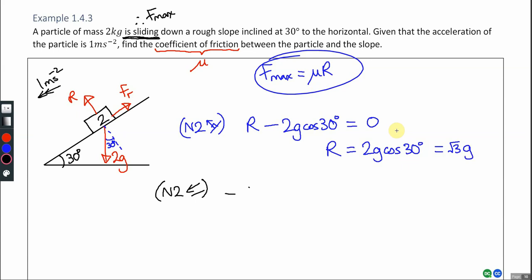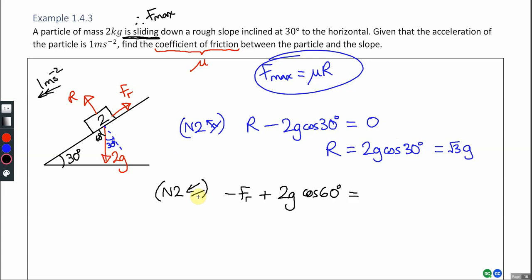I've got minus friction. Friction is already in my direction, it's just pointing the opposite way, hence the minus. And then the weight, I need to turn that through 60 degrees. So the angle between the weight and my direction is 60. So I'm going to go with cos. Well, it's always cos of the angle between the force and the direction. So 2g cos 60. The reaction force won't be included in this direction because it's perpendicular to this direction.